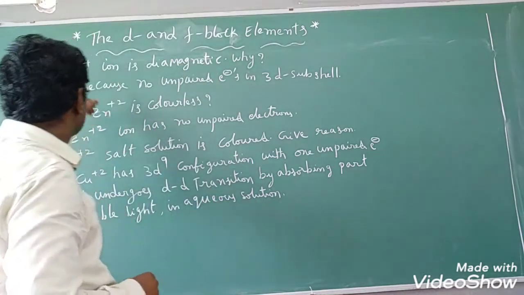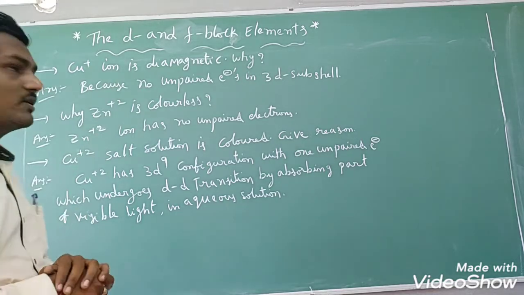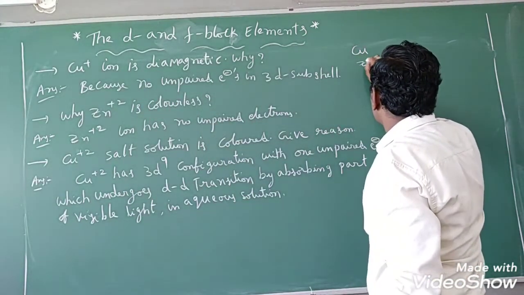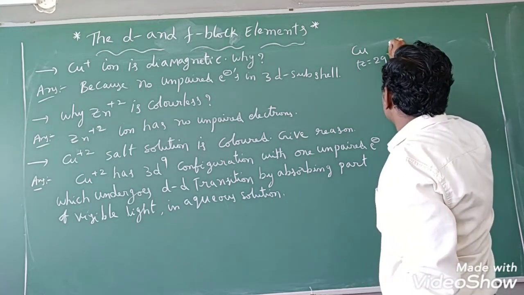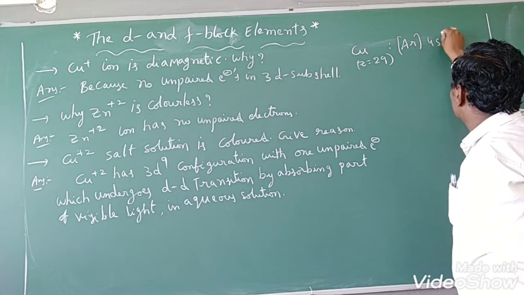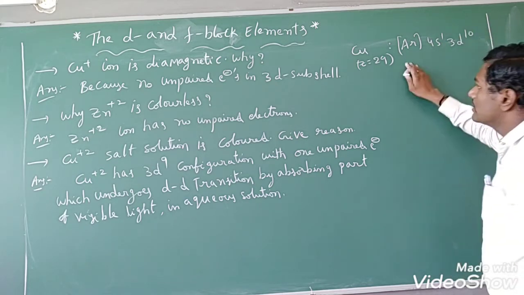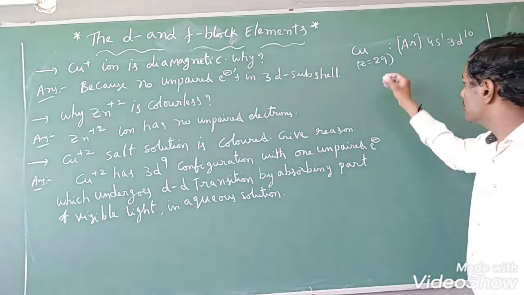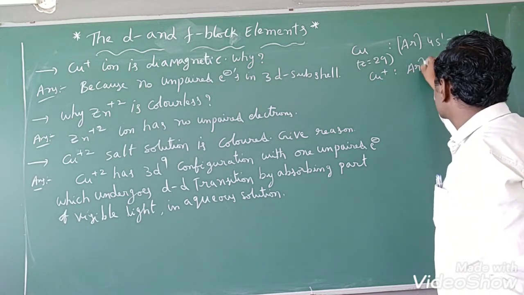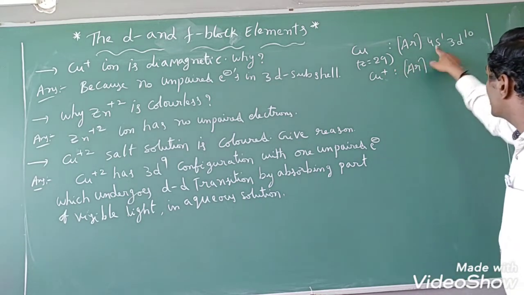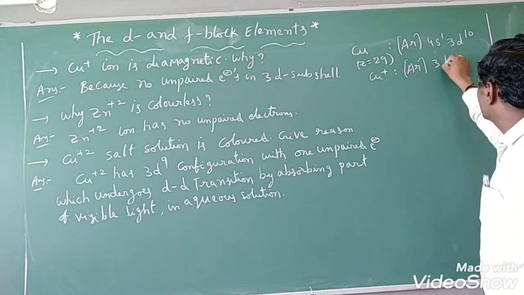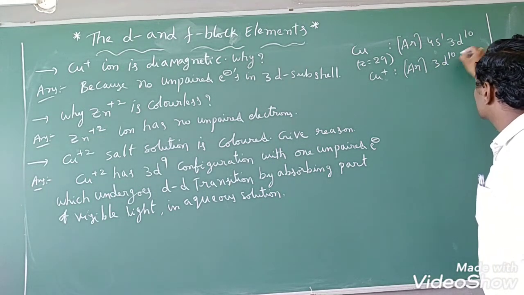Let us see, students. Cu plus ion is diamagnetic. Why? For example, you take copper. Copper atomic number is Z equals 29. What is the electronic configuration of copper? Argon 4s1, 3d10, right? So here copper loses 1 electron. So the Cu plus ion electronic configuration becomes argon, with the electron lost from the 4th shell, that is the 4s subshell. So it becomes argon 3d10, 4s0, right?